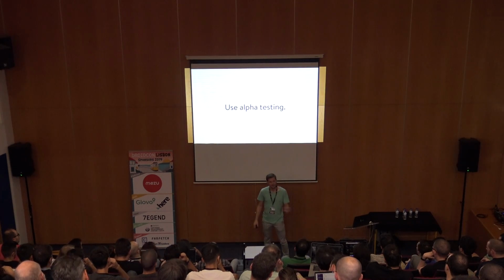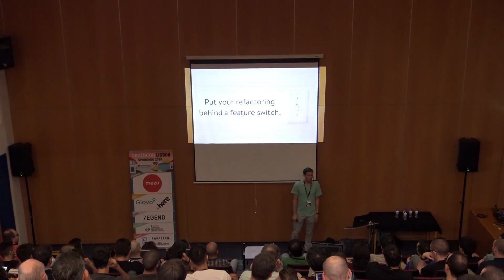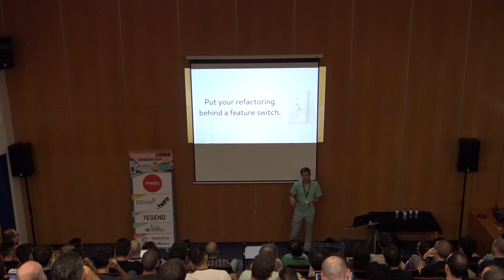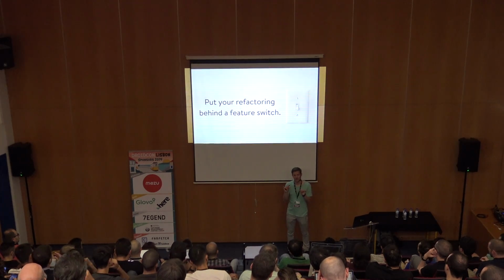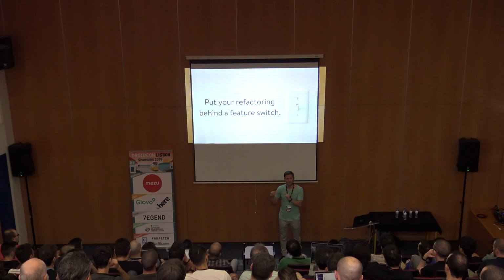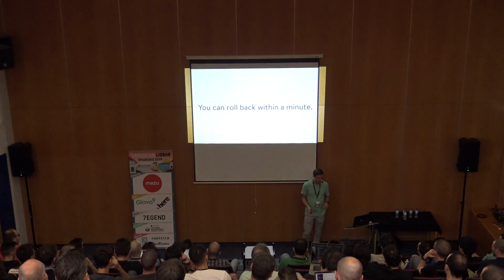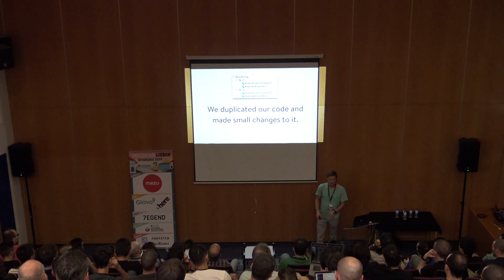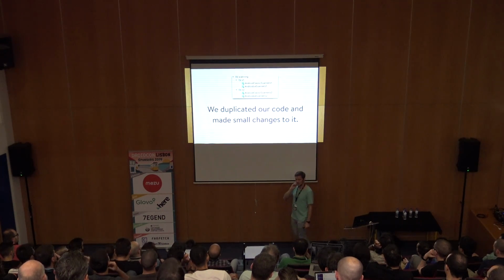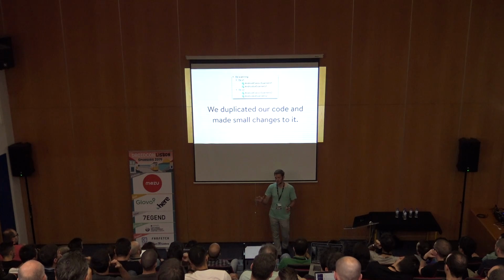Another thing is, if you have an alpha user base, use alpha testing, really makes sense. Also, what you could do is put your refactoring behind a feature switch. So you could actually have one feature twice, and then also do a staged rollout. And if it really messes up, you just roll it back. It really gives you safety. And you can roll back within a minute. What we also did, especially with Bluetooth, is we duplicated our code. So we had a few classes and a few implementations which were critical.